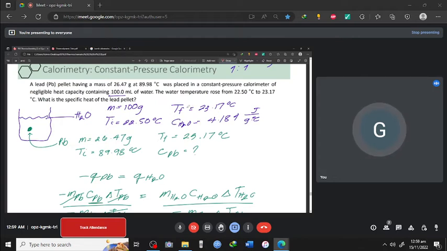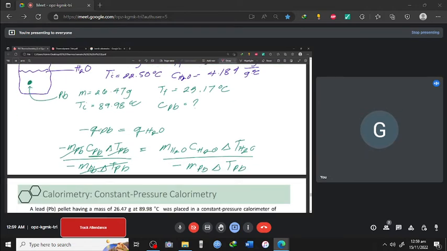And then, as you can see, bakit parehas yung final temperature ng water and final temperature ng lead? It's because of the process nga na sinasabi ng science kung saan if may dalawa kang matter, tas magkaiba yung temperature nila, tas pinagsama mo sila, at a certain point, no, their final temperature will be equal. No? So, because of that, yung final temperature ni water is same lang din sa final temperature ni lead pellet.